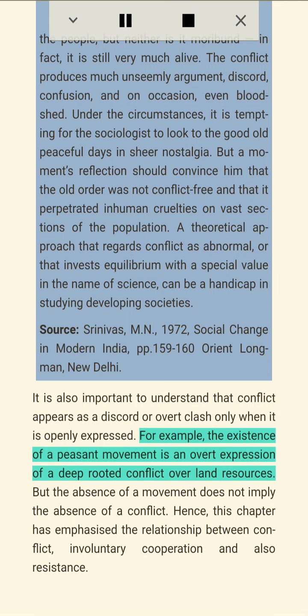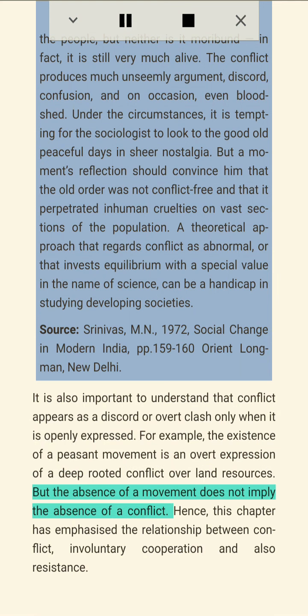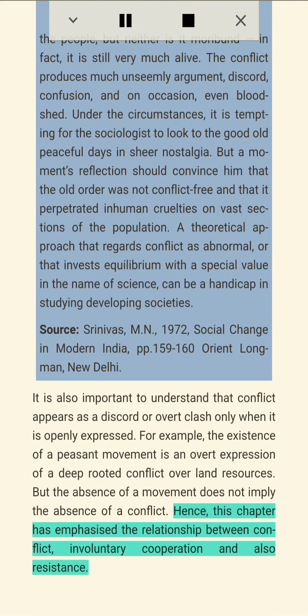For example, the existence of a peasant movement is an overt expression of a deep-rooted conflict over land resources. But the absence of a movement does not imply the absence of a conflict. Hence, this chapter has emphasized the relationship between conflict, involuntary cooperation, and also resistance.